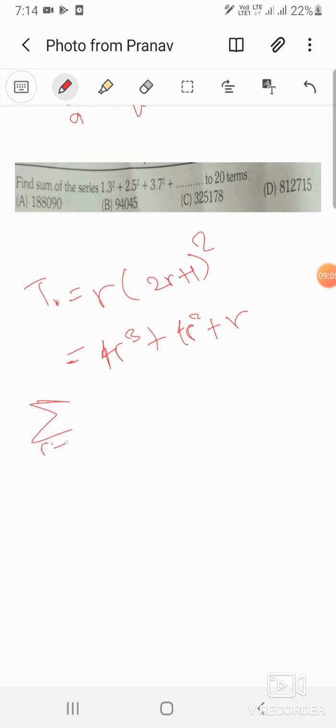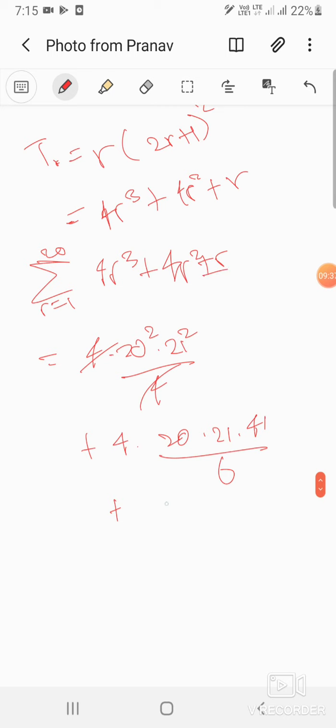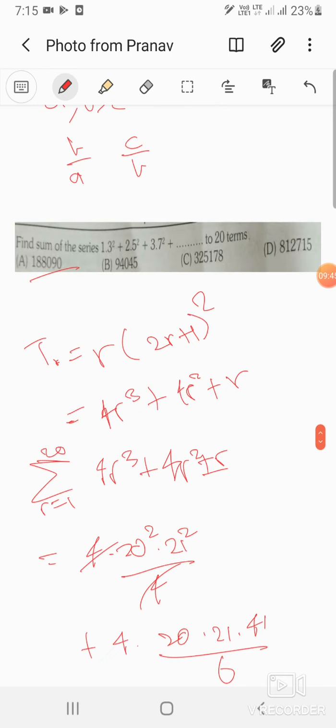So if we sum this from r equals 1 to 20, you are going to get 4 times n squared, I mean, n is 20, so just write 20 squared, then n plus 1 squared, which is 21 squared, divided by 4, so these cancel away. Then you got plus 4 times sum of r squared, so that will turn out to be n, which is 20, into n plus 1, which is 21, into 2n plus 1, which is 41, divided by 6. And then for this last thing, you have r, so that will turn out to be n into n plus 1 upon 2, which is 20 into 21 upon 2. So if you do all the calculation correctly, you get this thing.